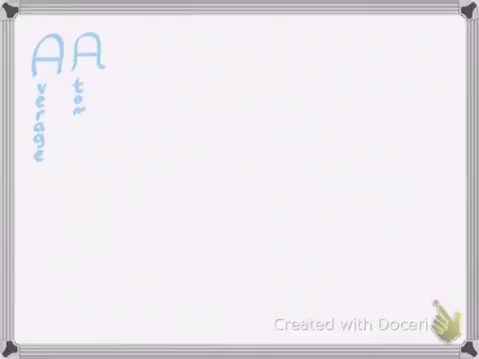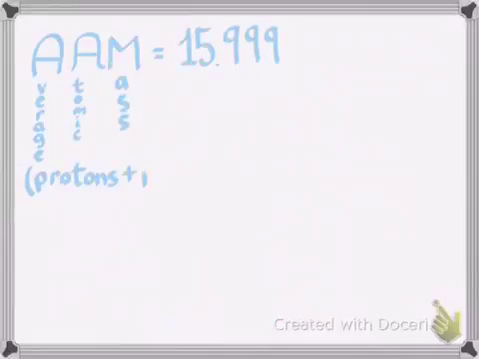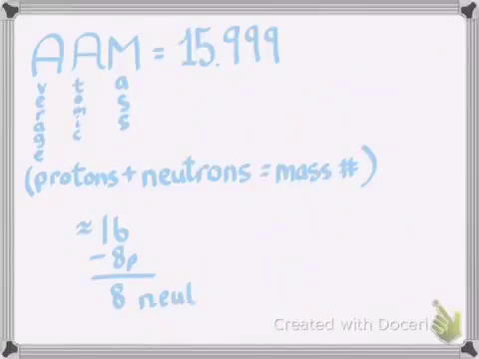Now, let's get back to the average atomic mass, which is 15.999. Remember, protons and neutrons together create the mass number. So, because the average atomic mass is approximately 16, minus the 8 protons that we have already figured out, there are 8 neutrons. Now we know how many neutrons there are.